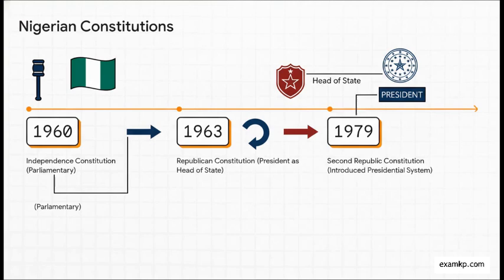1960, independence, parliamentary system. 1963, we became a republic, and then the massive change in 1979 when we switched to the presidential system we know today. Understanding this sequence is vital for JAMB. Let's break this one down.